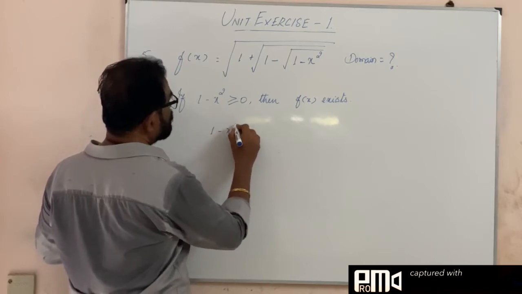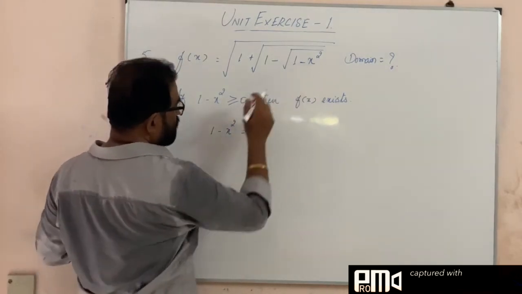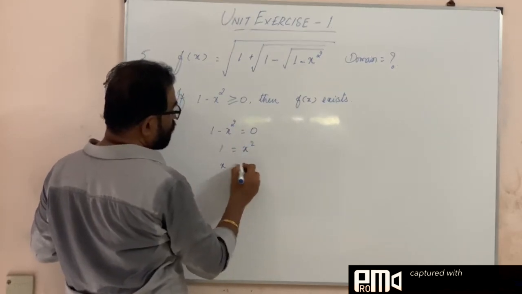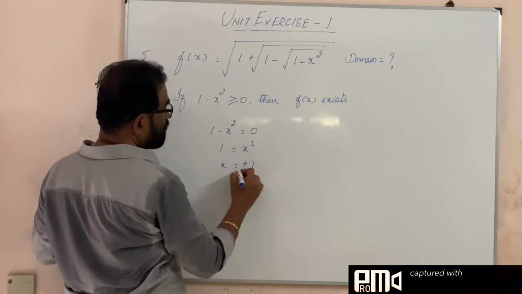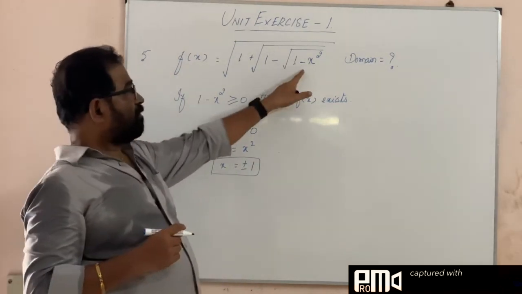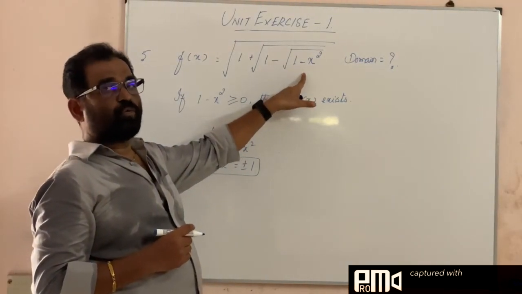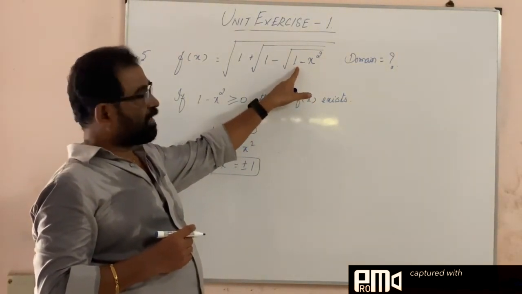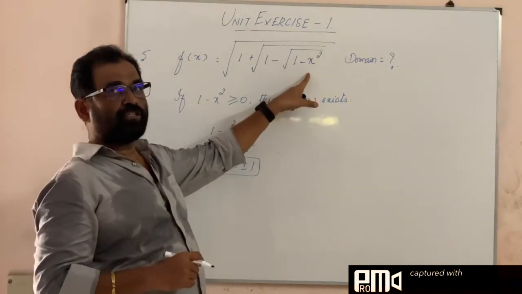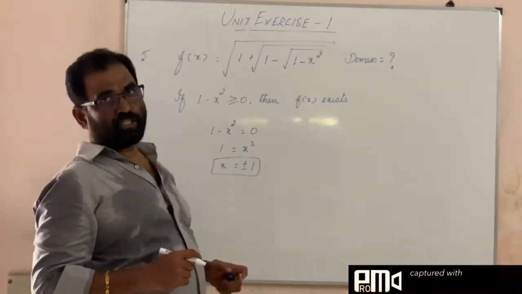Now suppose 1 minus x square is equal to 0. This means 1 is equal to x square, or x is equal to the square root of 1, that is plus or minus 1. So inside the square root sign, we can get 0 because the square root of 0 is 0. So 1 minus x square can be 0, and then x is plus or minus 1.